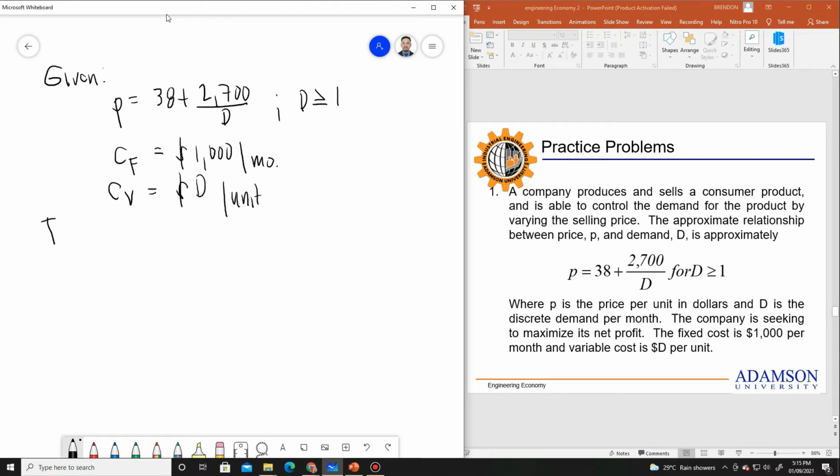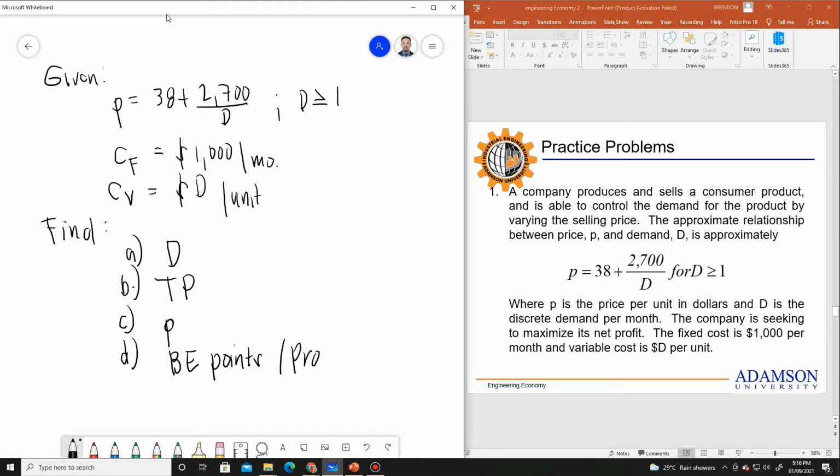We are going to find: A, D, or the demand or optimal number of units. B is the total profit or profit. C, P is the price per unit in dollars per unit. And letter D, the break-even points and the profitable region.